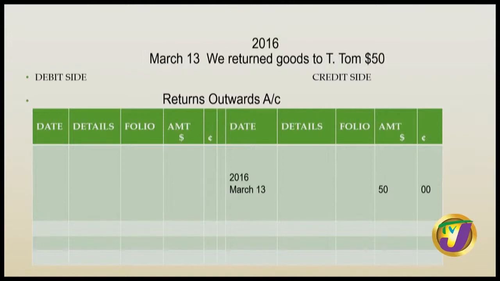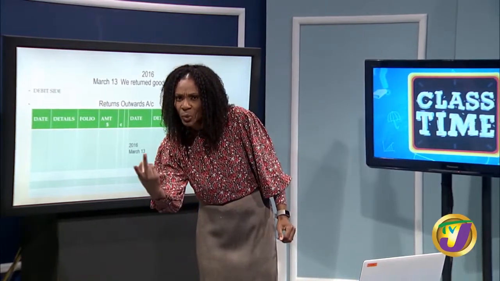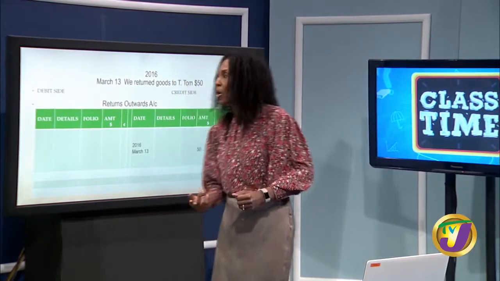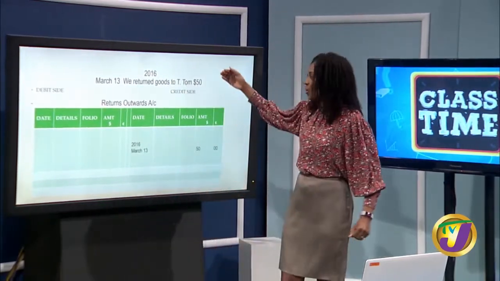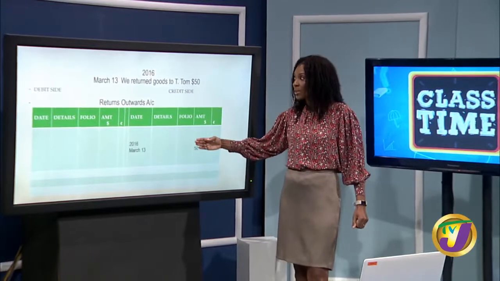Returns outwards, again, student, is representing our stock movement. Are we going to have more stock now, or are we going to have less stock? We're going to have less. Whenever there's a decrease in stock, which is an asset, we should do what? Credit the account. So we're going to go then on the credit side of the returns outwards account.